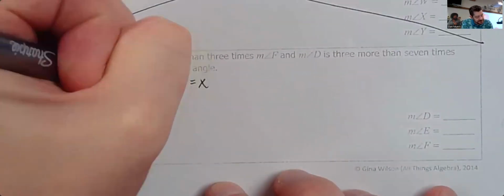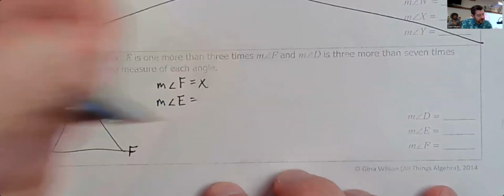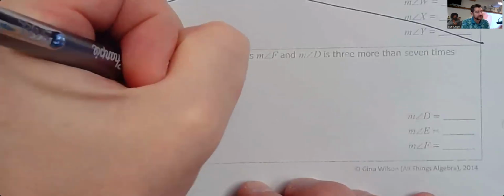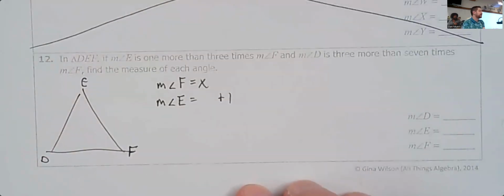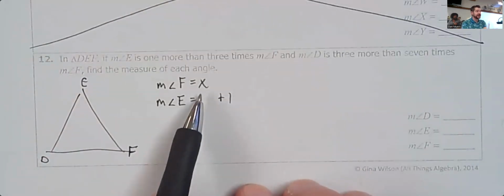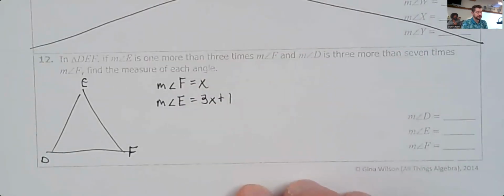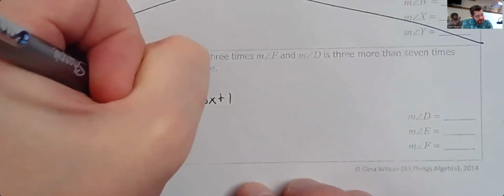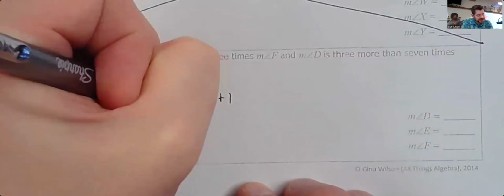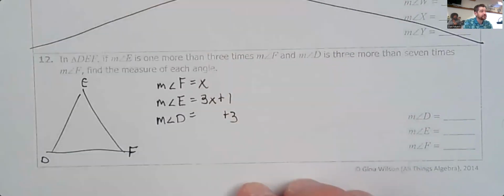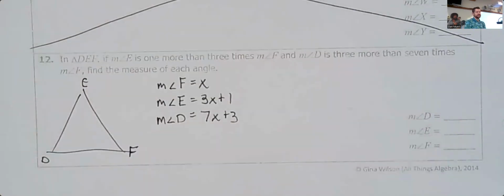Measure of angle E, let's do that one next. Measure of angle E is 1 more than 3 times F. 1 more than means something plus 1. F was equal to X. So it's 1 more than 3 times X. So 3X plus 1. The measure of angle D is 3 more than 7 times the measure of angle F. So 3 more than means something plus 3. And it's 3 more than 7 times the value of angle F, which is X. So 7 times X plus 3.